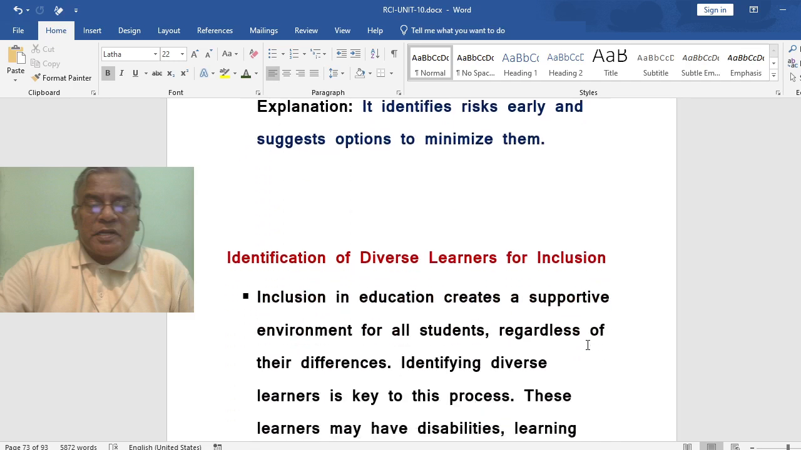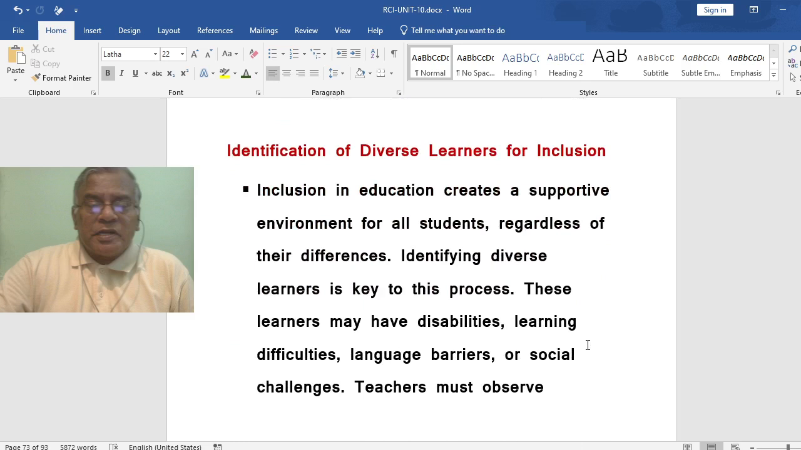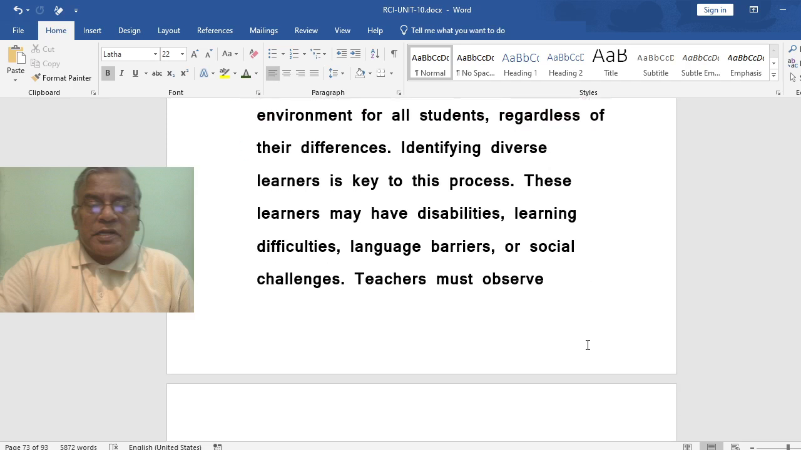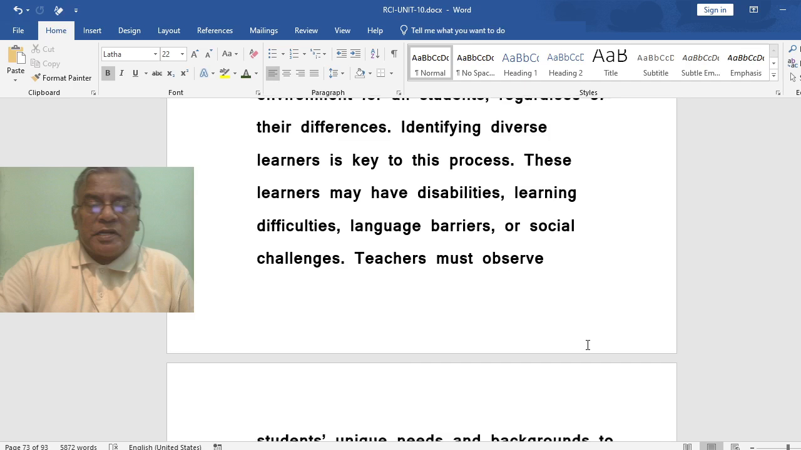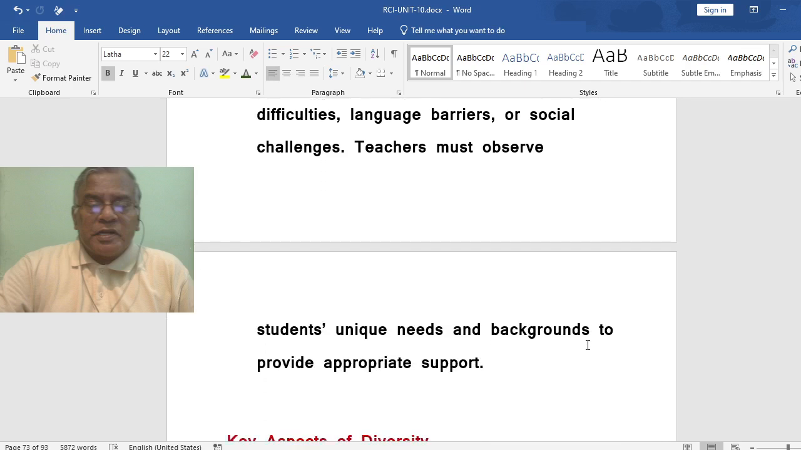Now, dear friends, let us talk about the second area, namely identification of diverse learners for inclusion. Inclusion in education creates a supportive environment for all students, regardless of their differences. Identifying diverse learners is key to this process. These learners may have disabilities, learning difficulties, language barriers, or social challenges. Teachers must observe.